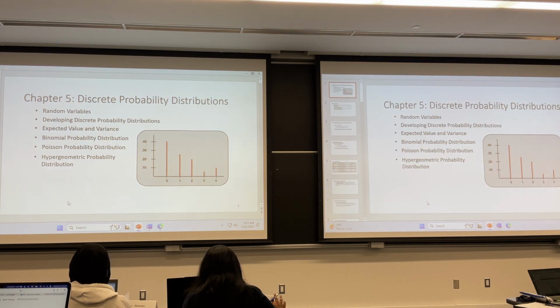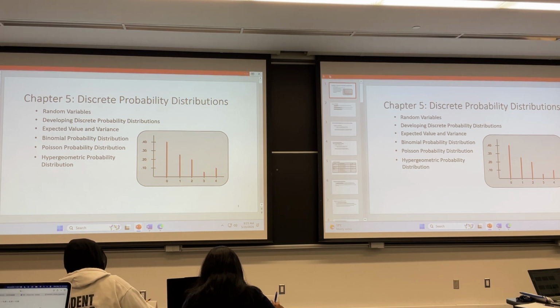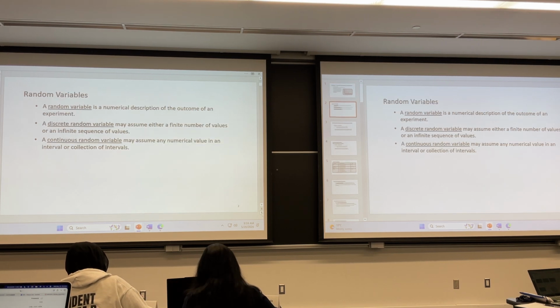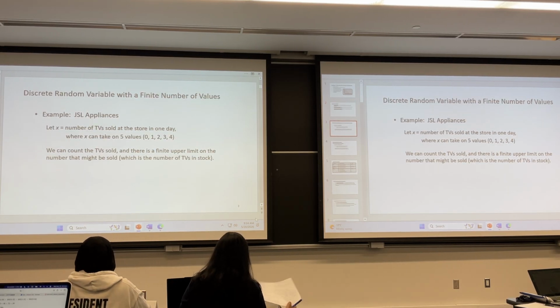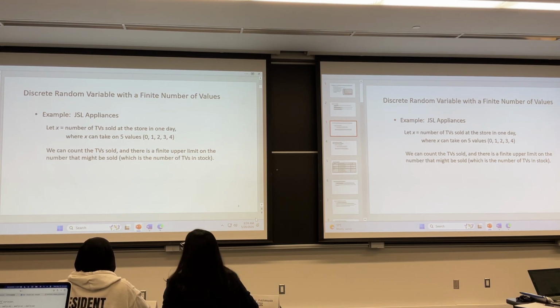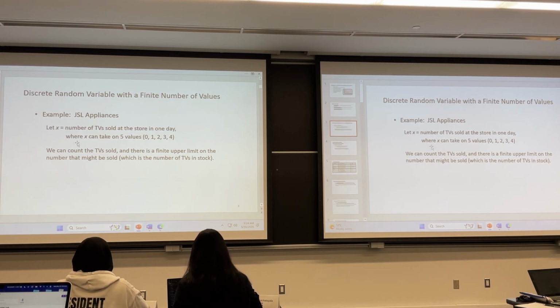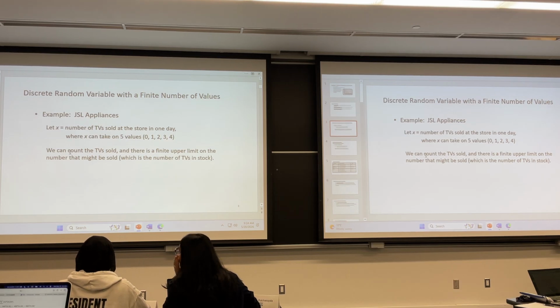We are going to be looking at discrete probability distribution, and we are going to be looking at continuous probability distribution. Okay. So we're going to go over it very quickly. Now, here is an example of a discrete random variable: the number of TVs sold at a store in one day. It's something which you can count. So the number of TVs sold in a store in one day, or the number of students in the class, that is discrete.